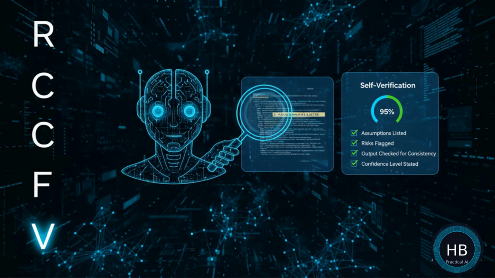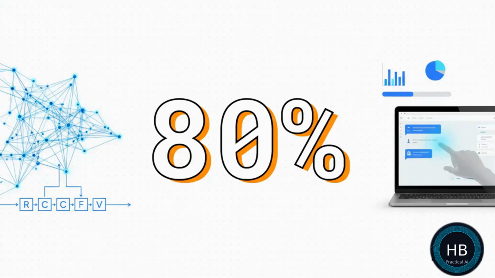You actually command the AI to critique its own work. You make it list its own assumptions, flag potential risks, and even state its confidence level. It's like building a quality assurance check right into your prompt. So, what's the big payoff for doing all this? Well, people using methods like RCCFV are reporting that they're getting drafts that are 80% complete on the very first try. Think about that. It totally eliminates that endless annoying back and forth and gets you a near-perfect result from the jump.